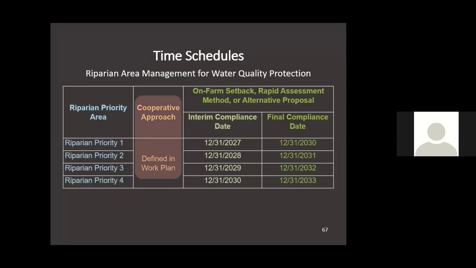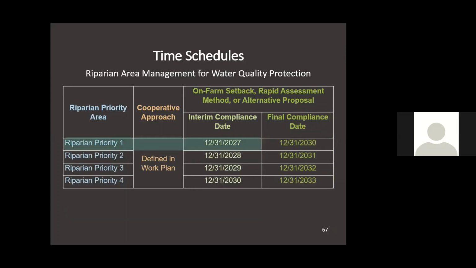The compliance deadlines for the cooperative approach would be defined in the work plan that the third party submits. The interim compliance dates are essentially check-ins. We want to ensure that you're on track to comply with whatever pathway you've chosen, and that if you're not on track, you are prepared to implement management measures that can ensure you will meet the final compliance deadline. The final compliance deadline is when you need to demonstrate that you've met the requirement. We recognize that, in particular, if you choose the on-farm setback approach and potentially the alternative proposal, there may be significant time involved in developing a riparian area. And so we built in a timeline to account for that.